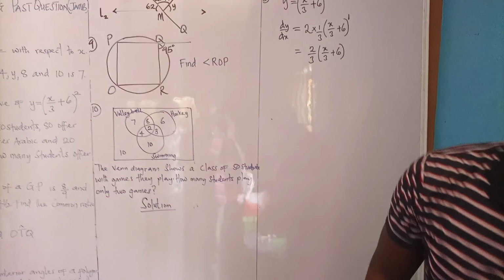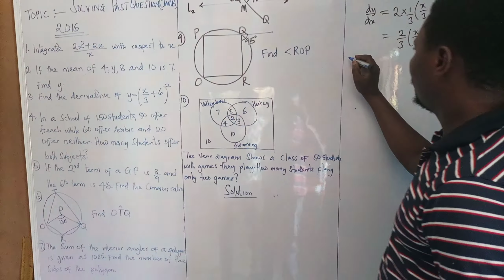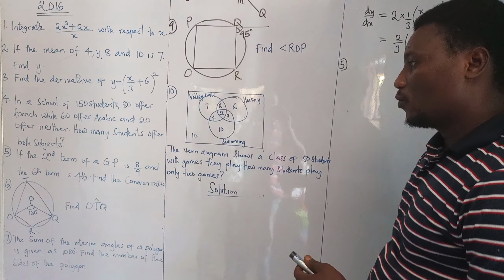So we have done question number 4, so move to question number 5. If the second term of a GP is 8/9, and the sixth term is 4.5, find the common ratio.